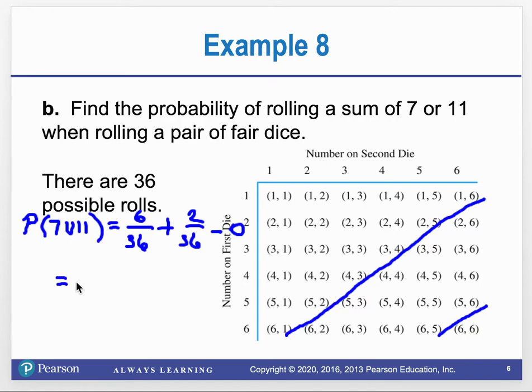So our probability that we roll a 7 or an 11 is 8 out of 36, or since both of those are divisible by 4, then I have 2 over 9.